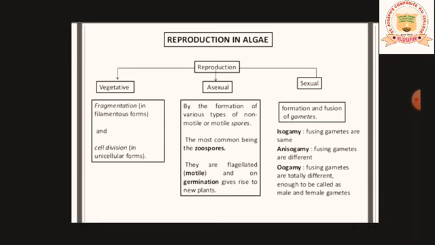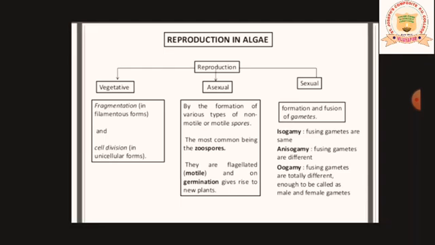Fine. Let me pass on to the next reproduction. The next reproduction is sexual reproduction by the formation and fusion of gametes. So sexual reproduction is by the formation and fusion of gametes. For sexual reproduction you require male and female gametes and fusion has to take place. It may be isogamy or it may be anisogamy or oogamy. See my dear students, these terminologies are new to you. The terminologies like isogamy, anisogamy and oogamy are types of sexual reproduction which are carried out in algae.